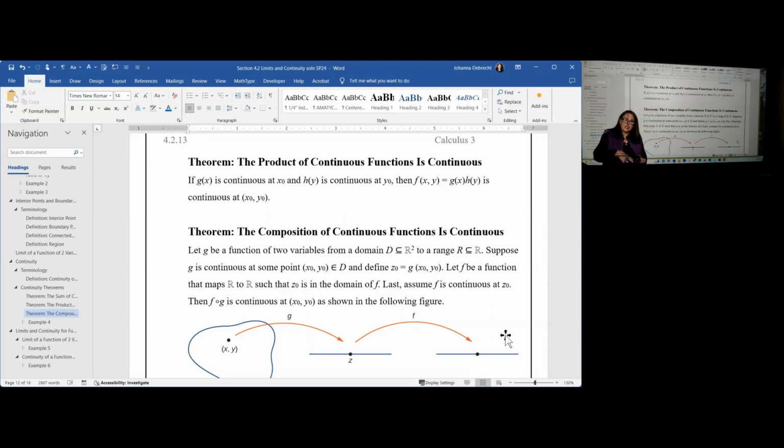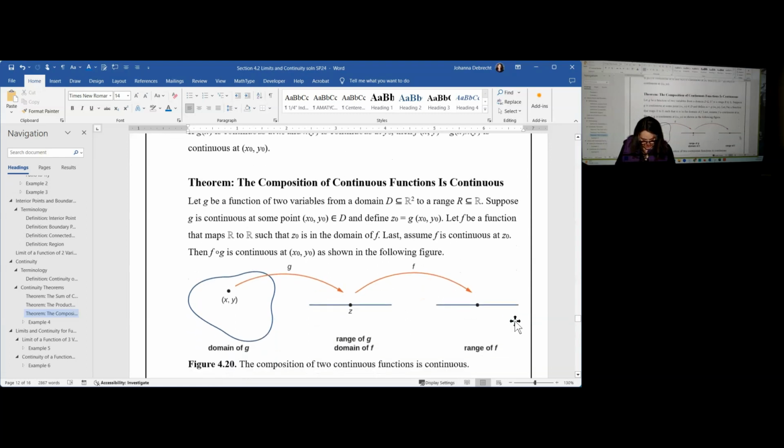So we're going to apply g first to the ordered pair x naught, y naught, to get a z naught value out. Then we're going to apply a function f to that z that came out. Let's suppose that f is continuous at z naught. Then the combination f composed with g is continuous at x naught, y naught.